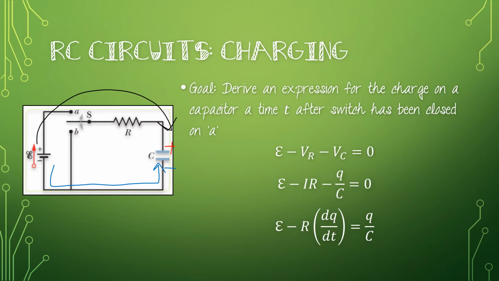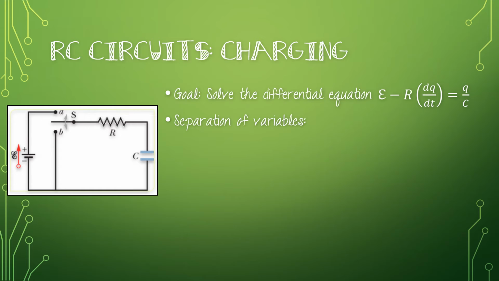So many times when we see RC circuits on the AP test, a portion of that AP test will be to write a differential equation for our circuit. And the key there is using the loop rule and then using the fact that current is equal to dq/dt. Now, writing that differential equation is not enough. We also need to solve it.